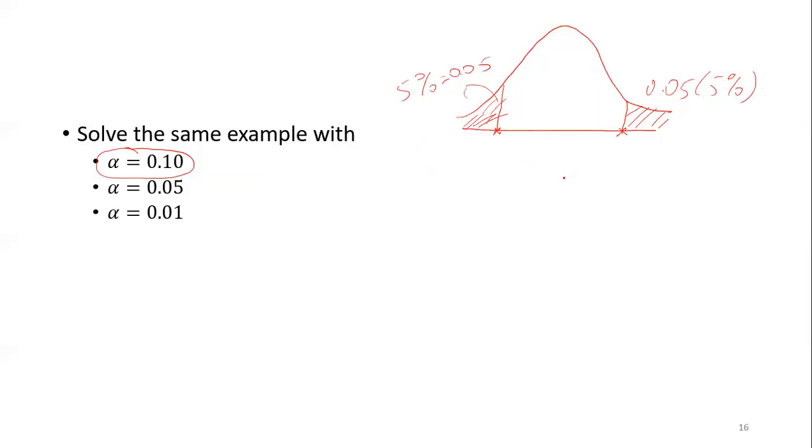What I can do is see whether 71.8 is here, or somewhere here. If 71.8 is here, then you will reject H0 because it means that your observed X bar is in the critical region. If 71.8 is here, it means you do not reject H0.